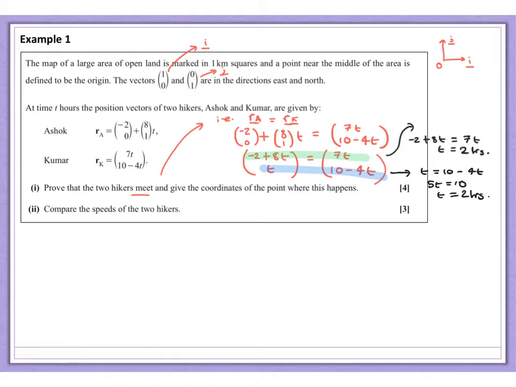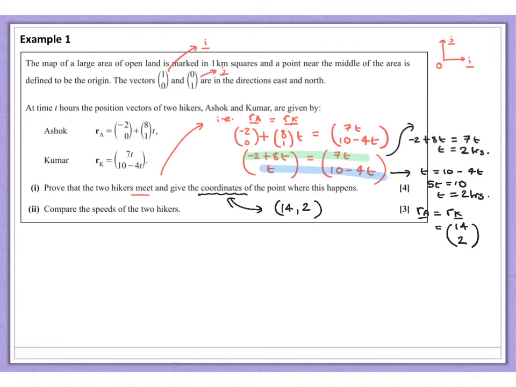So we have proven that the two hikers meet when the time t equals 2 hours, and the coordinates of the point where this happens, we can substitute t back into either one of the position vector formulae. So t equals 2 gives us the position of both hikers as (14, 2) as a vector. The question does ask us for coordinates. Don't get coordinates and vectors mixed up. It's asking for coordinates, so we need to give the answer as (14, 2).